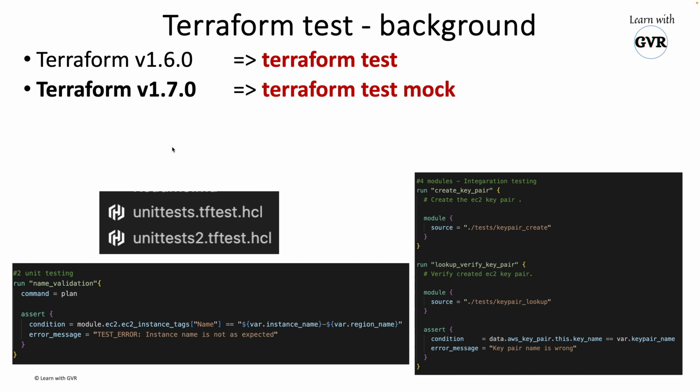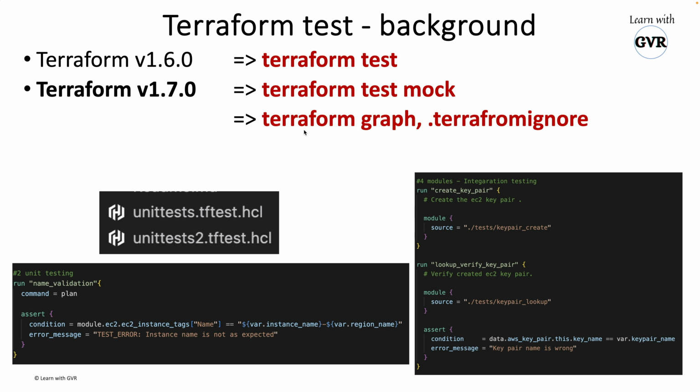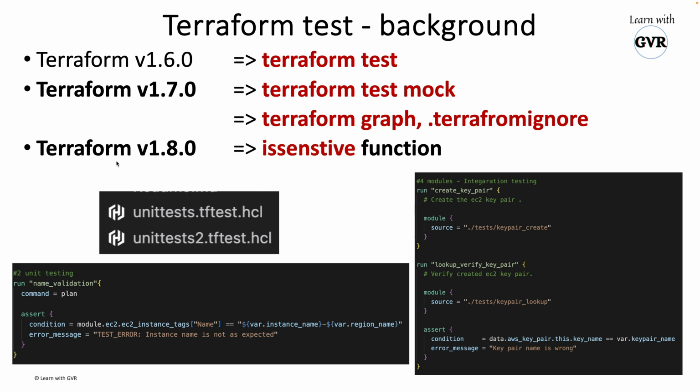And Terraform 1.7 is released. This is a mocking framework, right? So this is today's topic. And also Terraform 1.7 released various features like Terraform graph, Terraform ignore, etc. And Terraform 1.8, which is the current version, has the sensitive function released. So we are not going through all these new capabilities, maybe in another video.